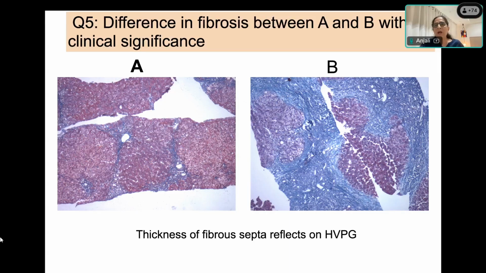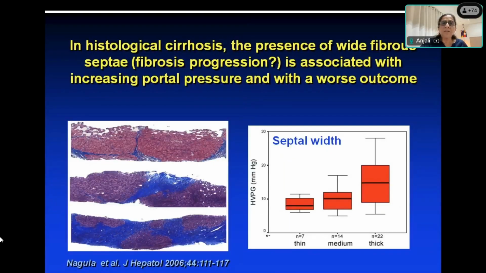And now we have the concept of regression of fibrosis. Maybe these are cases which can show fibrosis regression after whatever treatment they are undergoing. So these patients are likely to show regression as compared to B, where the fibrous septa are very, very thick. So the answer here is that the presence of wide fibrous septa is associated with portal pressure and worse clinical outcome.